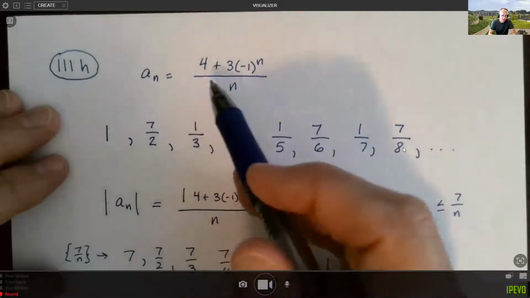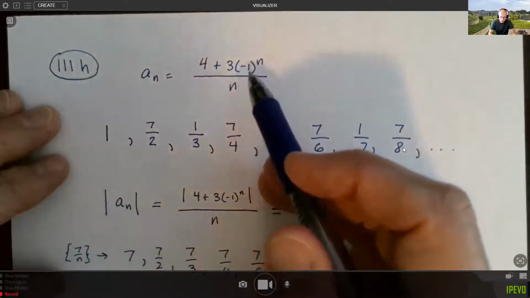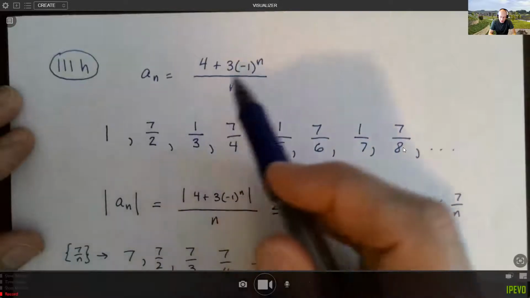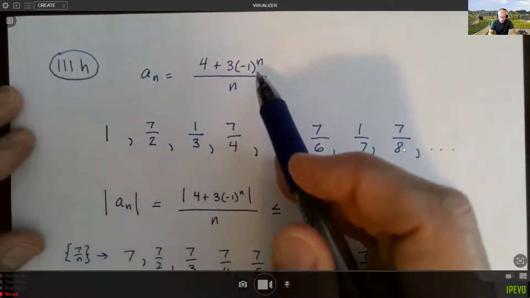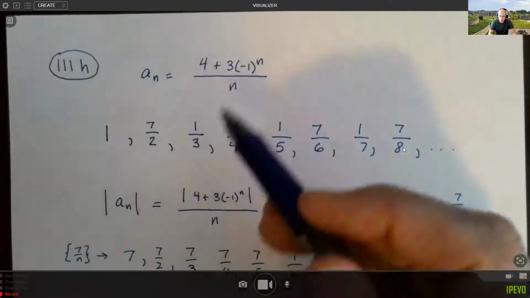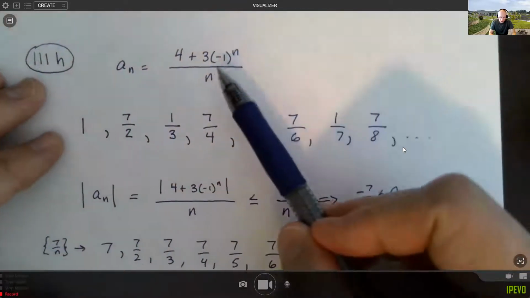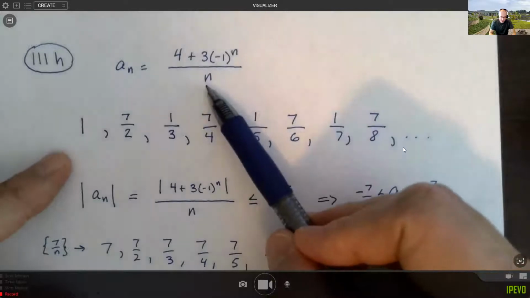A lot of students incorrectly just assume right away that the limit of this sequence a sub n does not exist because they see this -1 to the n, which changes sign as n varies between even and odd numbers. And they think it bounces back and forth between two values, but just be careful here. Don't jump the gun. Notice it's all over n.